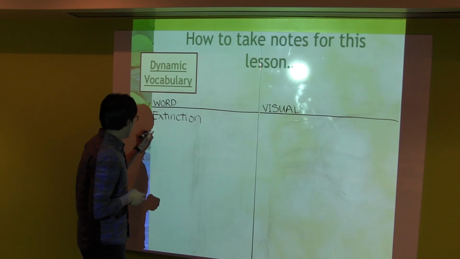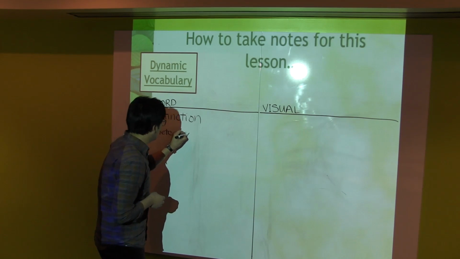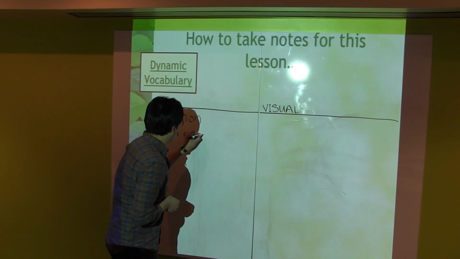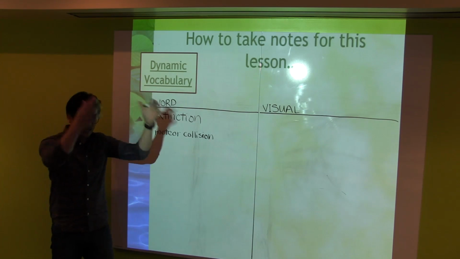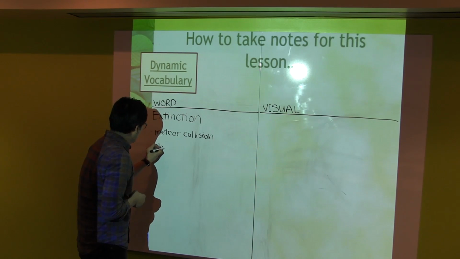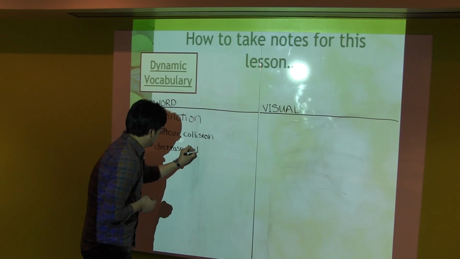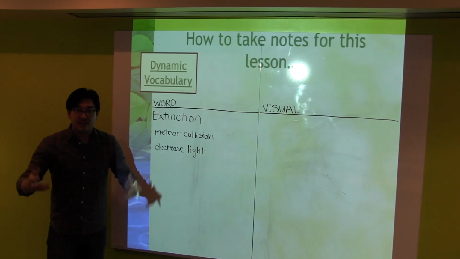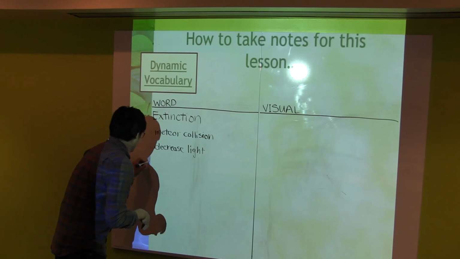So we could do meteor collision. And when I think about meteor collision, I'm thinking about it's going to cake the sky, there's going to be decreased light. And the last thing, if we have a decrease in light, we're going to lose a lot of our resources, right? So we're going to lose our food, so a decrease in food.